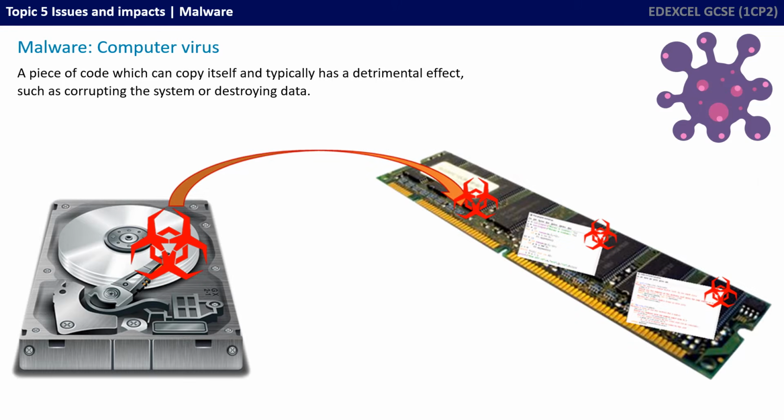So the first, and typically the one that most people are aware of, is the computer virus. This is simply a piece of code which is capable of copying itself, and typically it has a detrimental effect, such as corrupting the system or destroying data. Computer viruses can be introduced to computer networks and systems accidentally or sometimes on purpose with malicious intent.